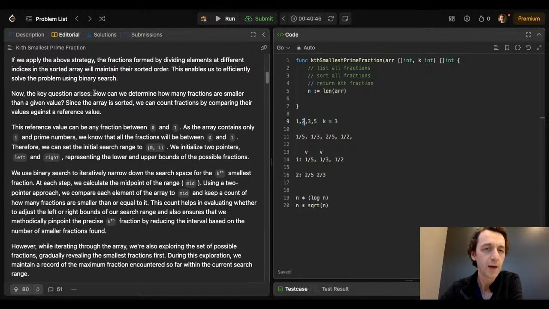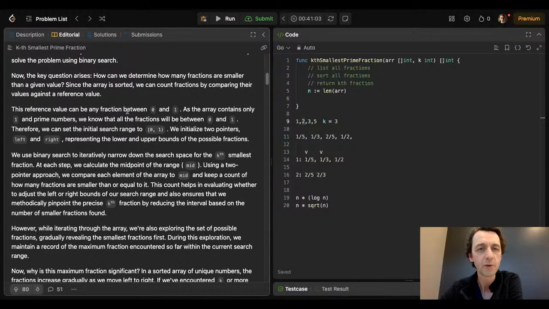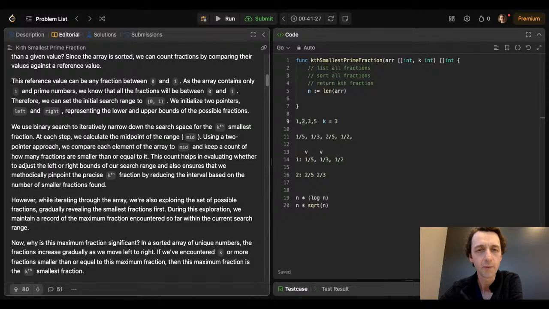Now, the key question arises: how can we determine how many fractions are smaller than a given value? We can calculate by comparing their values against a reference value. This reference can be any fraction between 0 and 1, as the array contains only positive numbers. We know that all fractions will be between. Therefore, we can set the initial search range by initializing 2 pointers representing the lower and upper bounds of the possible fractions.